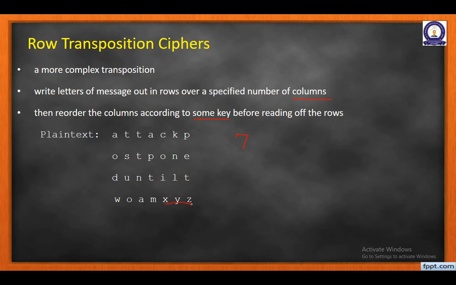Now see this XYZ letter. Because the column number has been specified, you have to fill the remaining spaces with any arbitrary alphabet. You can take XYZ, you can take ABC, any arbitrary letter will do. But you have to complete this matrix of 7 columns. Now the key has been mentioned as 3 4 2 1 5 6 7.